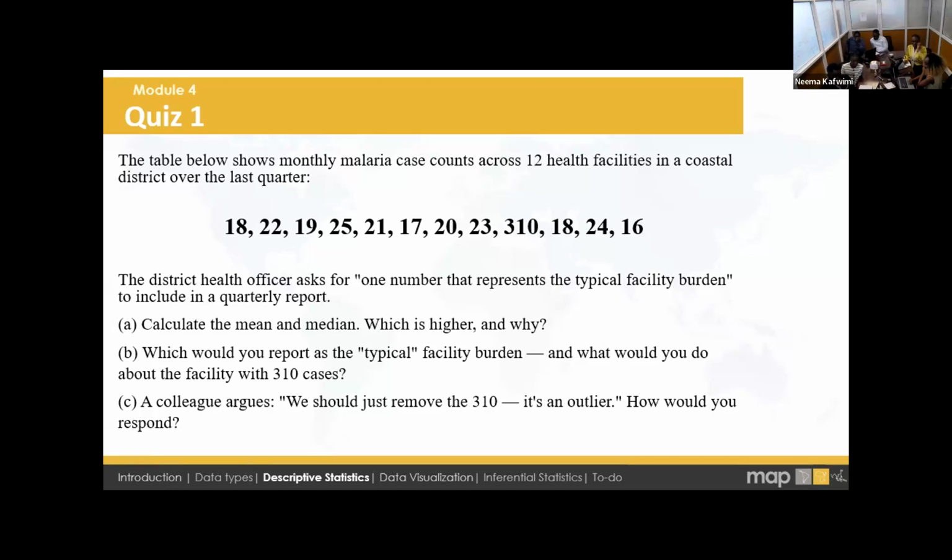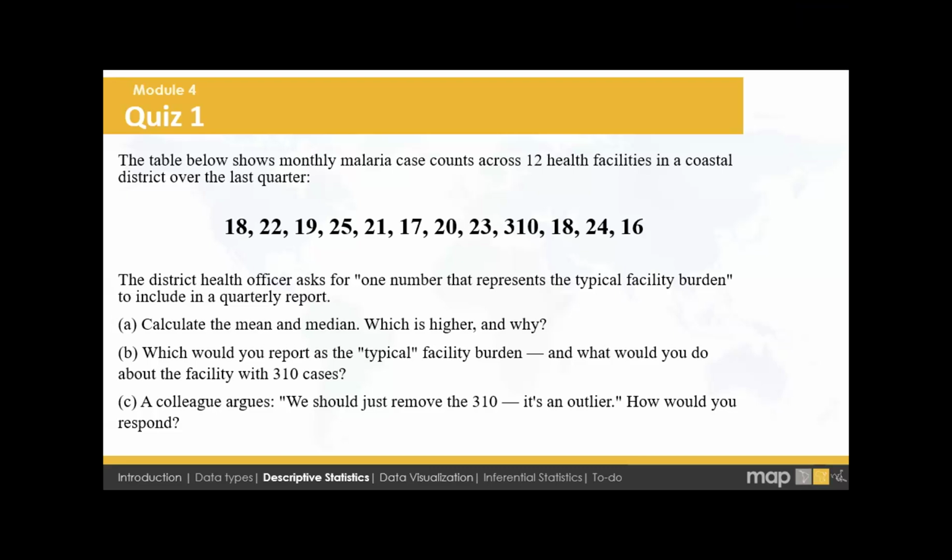The second question still asks, which is higher and why? We see that the mean is higher. Why is it higher? It is because there is a positive skewness due to the 310.